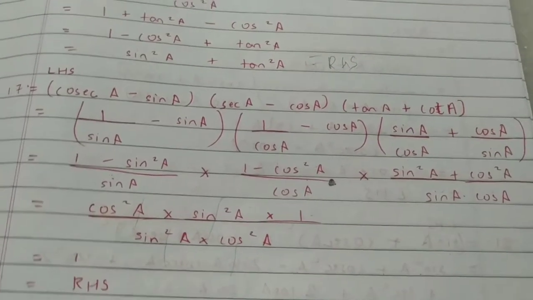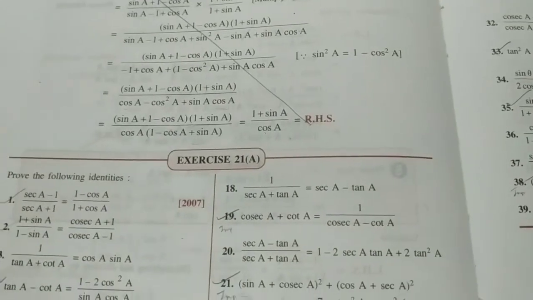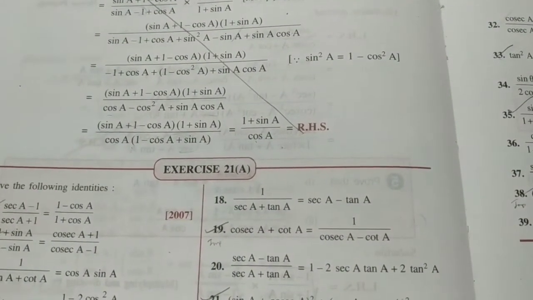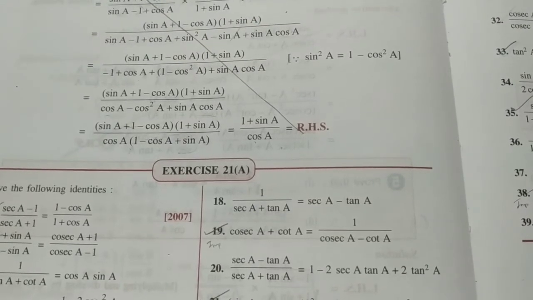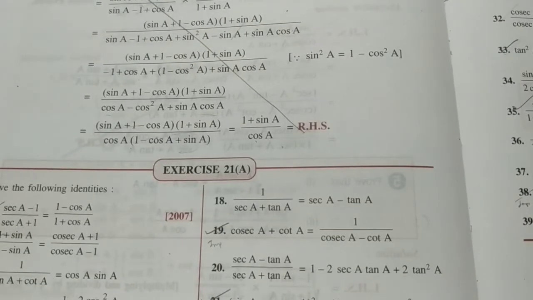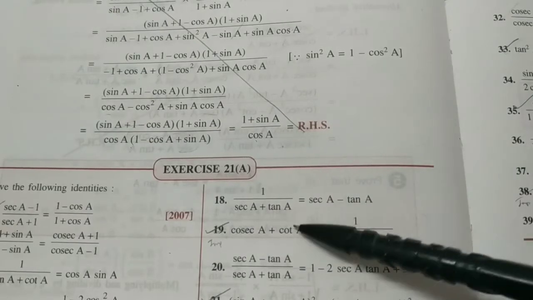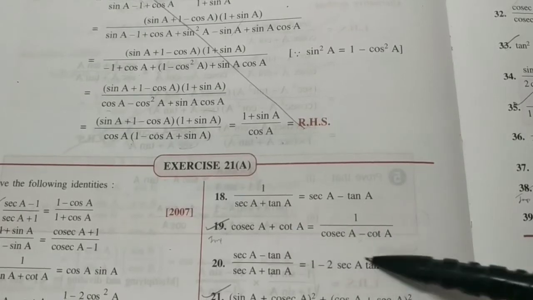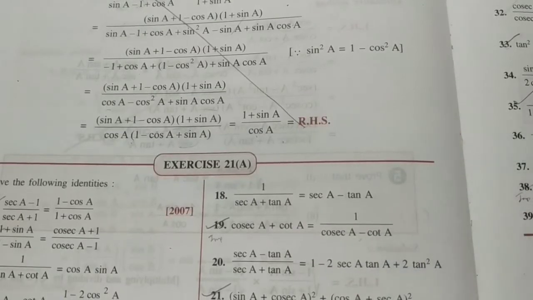Next, the 19th sum. It's an IMP sum. Now things start getting interesting. Prove cosec A plus cot A is equal to 1 upon cosec A minus cot A. Now one thing I can see here is that they are conjugates of each other. That is, it's the same, just the sign difference is there. So remember, whenever a sum has a conjugate, there is a special way to solve them. I'll show you two methods to solve this, a longer one and a shorter one.